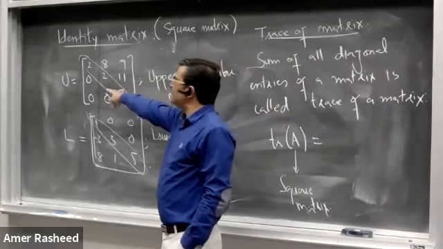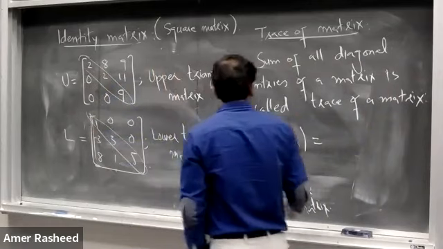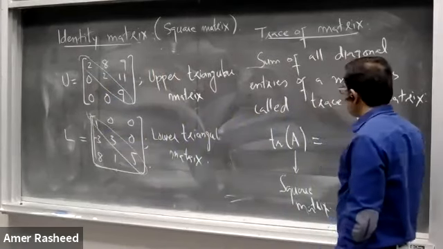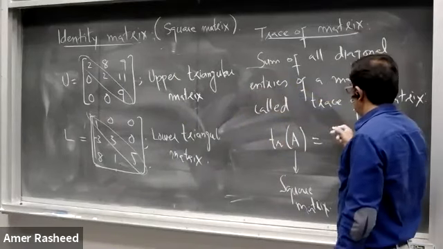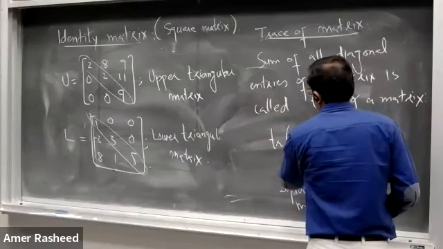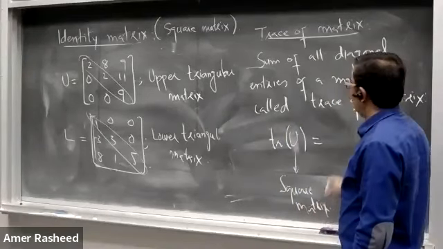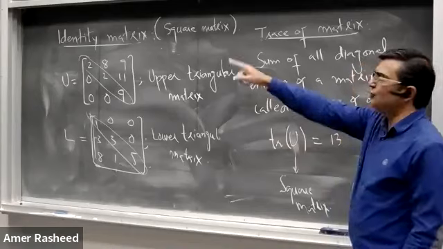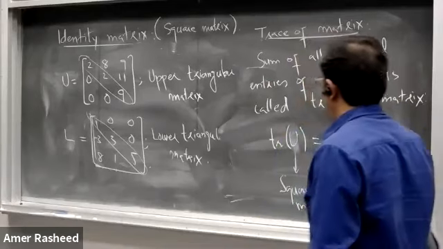Now, if U is some matrix, then what would be the trace of U? The trace of U is 2 plus 2 plus 9, 13. So the trace of that U matrix is 13. Sum of all diagonal entries is called the trace of a matrix.